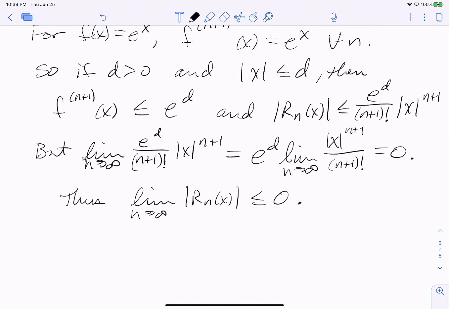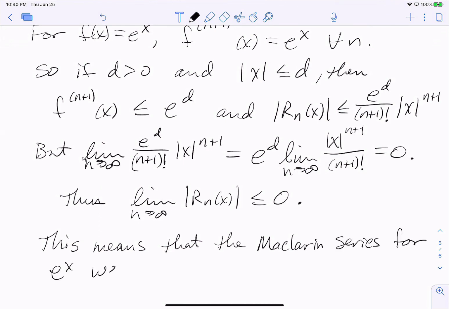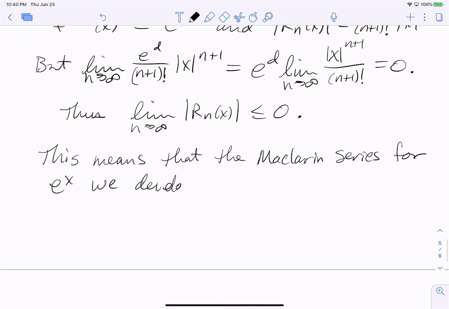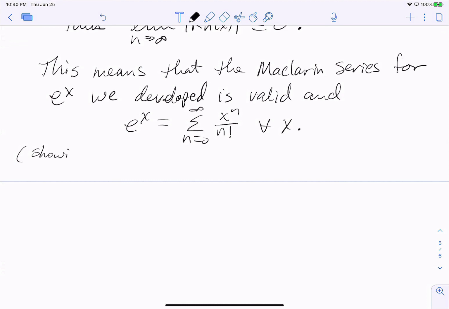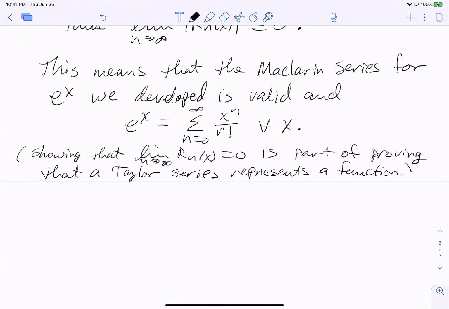It's an absolute value after all. This means that the Maclaurin series for e to the x that we developed is valid, and we can declare that e to the x is equal to the sum as n goes from 0 to infinity of x to the n divided by n factorial for all x. We can dispense with the if. Now, just a note here, showing that the limit as n approaches infinity of r sub n of x is equal to 0 is part of showing that there's no more if. It's part of showing that a Taylor series actually represents a function.